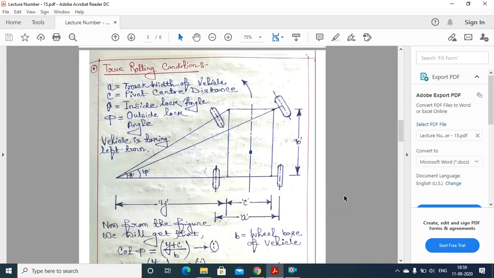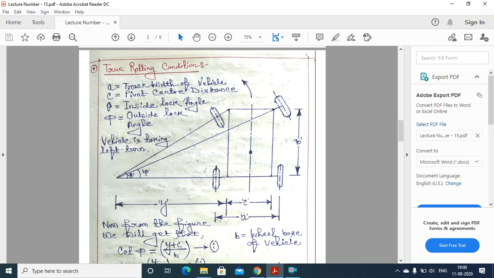So here you can see in this figure that a vehicle is taking a left turn. Small a is the track width of the vehicle, small c is the pivot center distance, theta is the inside lock angle, phi is the outside lock angle, and small b is the wheelbase. Here is the instantaneous center point. This point is known as I, the instantaneous center point.